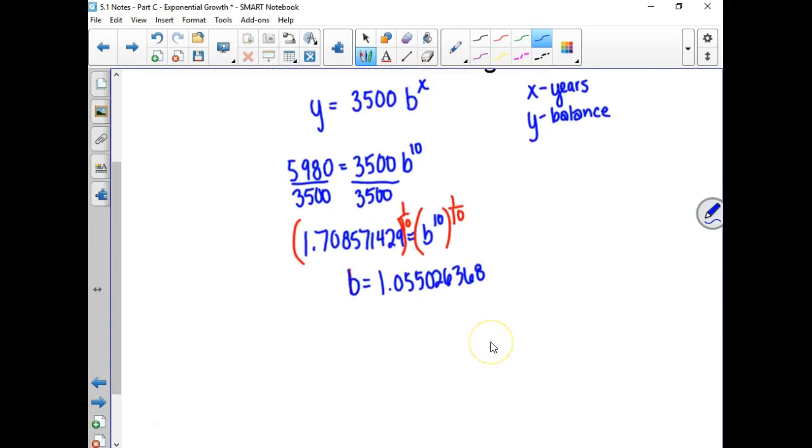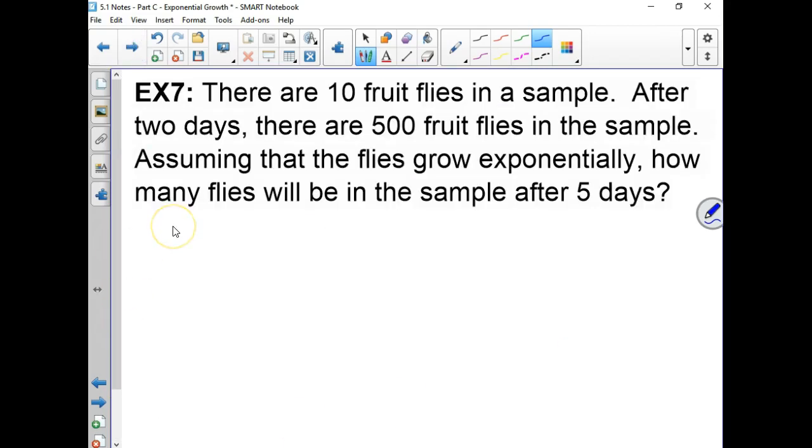And we do not want to give this as our answer because this is our growth factor, it's not our rate. So to make this our rate, we have to move that decimal place 2 places, and then we have to subtract 100. And when we do that, we're going to get 5.502638%. So about 5.5% is our growth rate there.